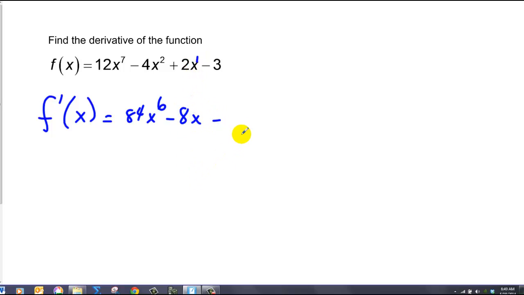I can say 1 times 2 is 2. Subtract 1 from the power. I get x to the 0, which is 1. And then the derivative of a constant is 0. So there's my derivative. Much quicker, much easier.